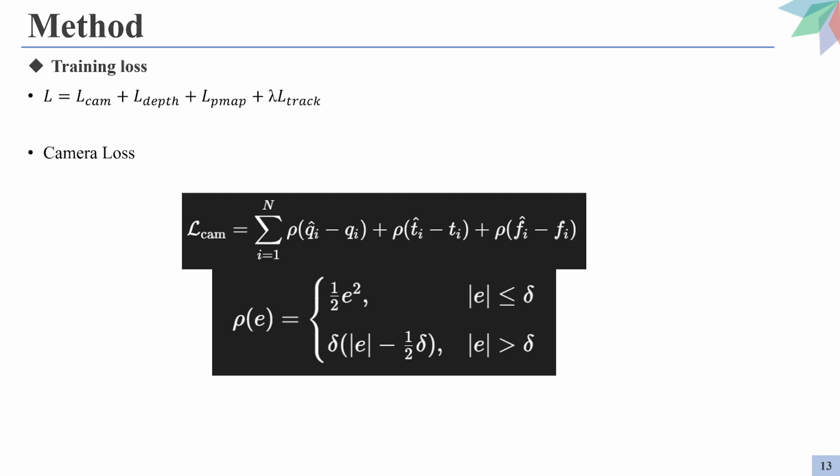For the camera loss, the model adopts the Huber loss between the ground truth and the prediction. By applying a threshold that switches the loss from quadratic to linear for large errors, the Huber loss is capable of robustly handling outliers.